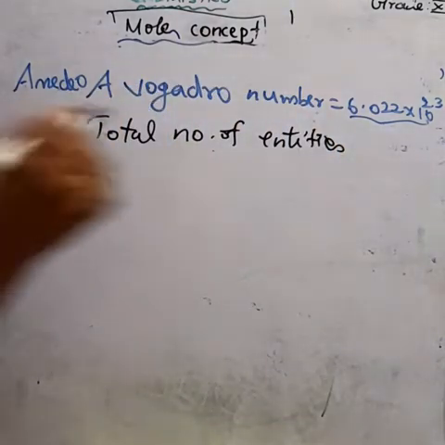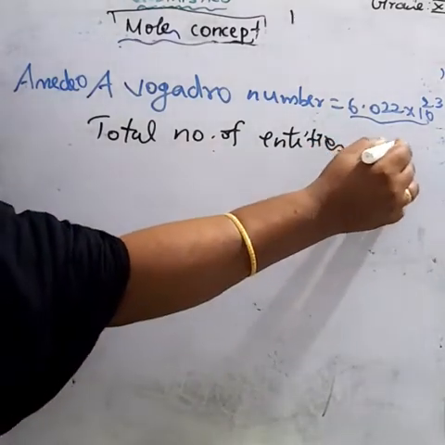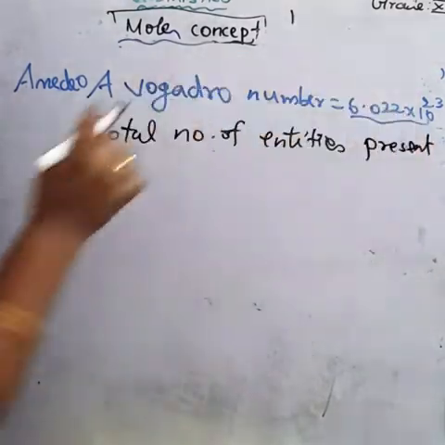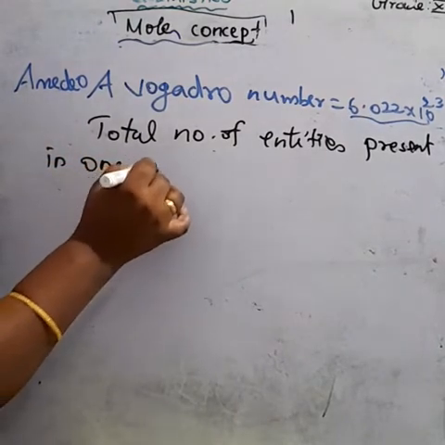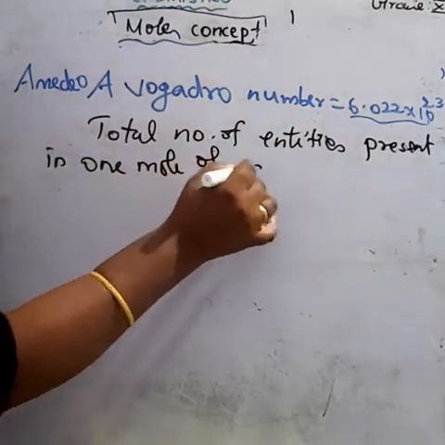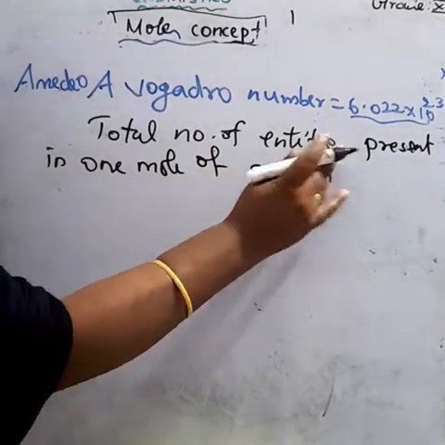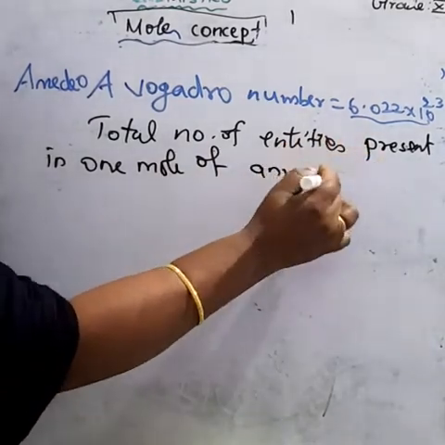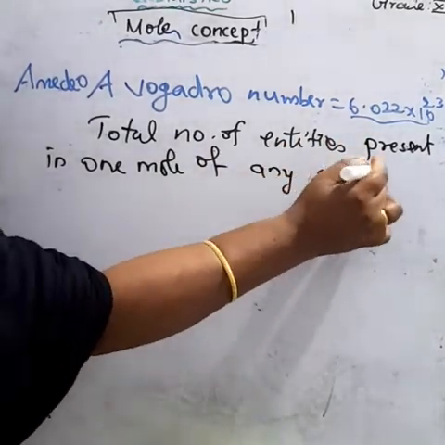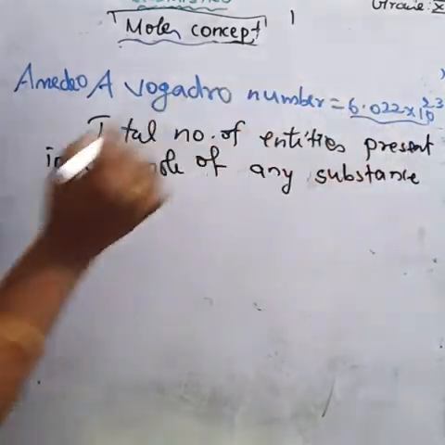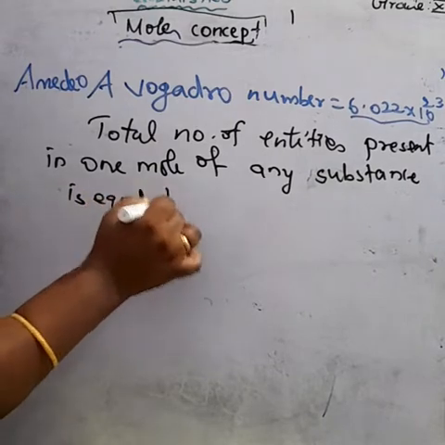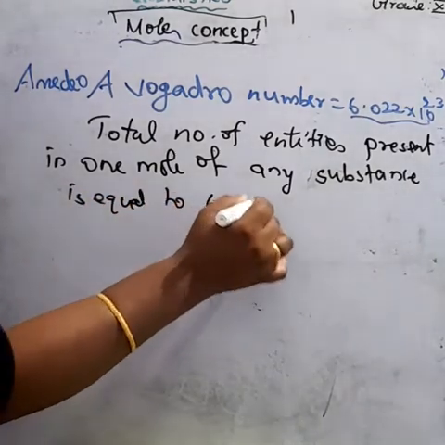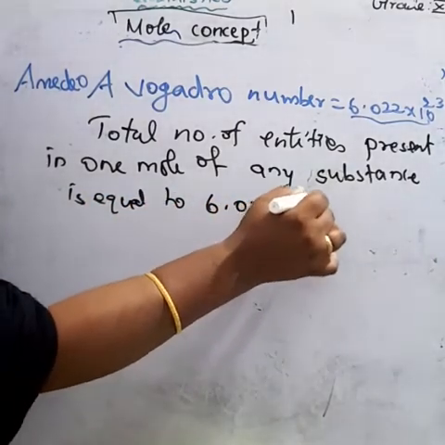What do you mean by Avogadro number? The total number of entities, where entities may be atoms, ions or molecules, present in 1 mole of any substance. If there is 1 mole of a substance, it must contain 6.022 into 10 power 23 entities. Understood? This is called Avogadro number.